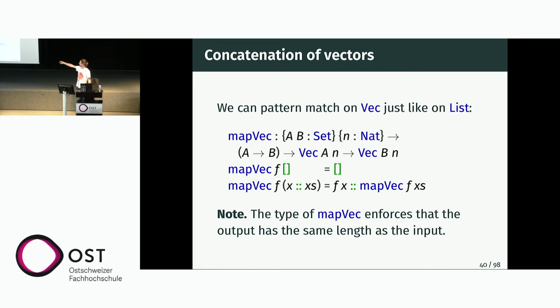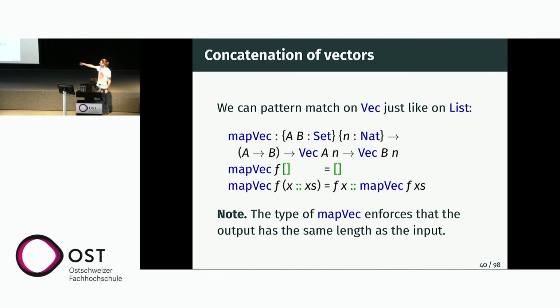So here, if we find a map function on vectors, and we are in the case where the input vector is empty, then that means that the length, the number n here, will be 0, which means that the output should also be a vector of length 0. Right? So here the information is kind of flowing indirectly. We're pattern matching on the vector. This forces n to be 0, and then we know that we can give an empty vector as the output.